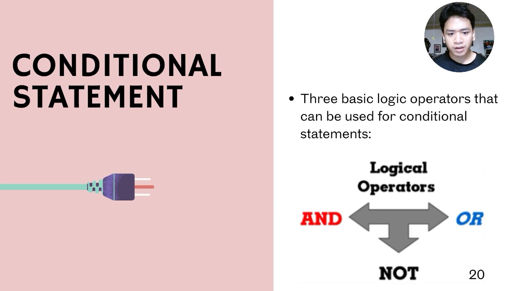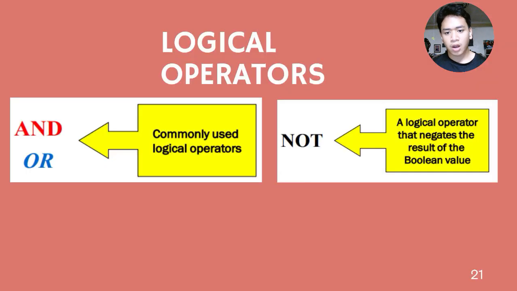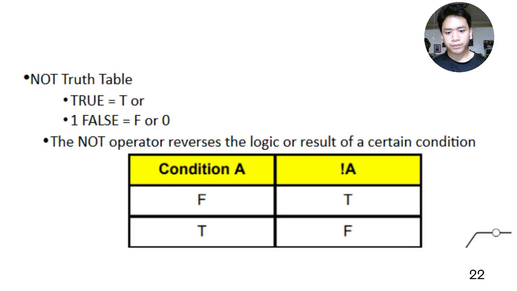There are three basic logical operators that can be used in conditional statements: and, or, and not. The and or operators are commonly used to combine multiple conditions, while the not operator is used to reverse the result of a condition. Let's look at how the not operator works. The not operator simply flips a Boolean value. If something is true, not makes it false, and if it's false, not makes it true.